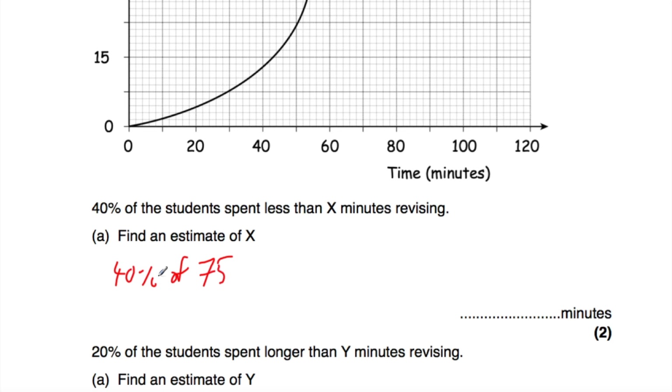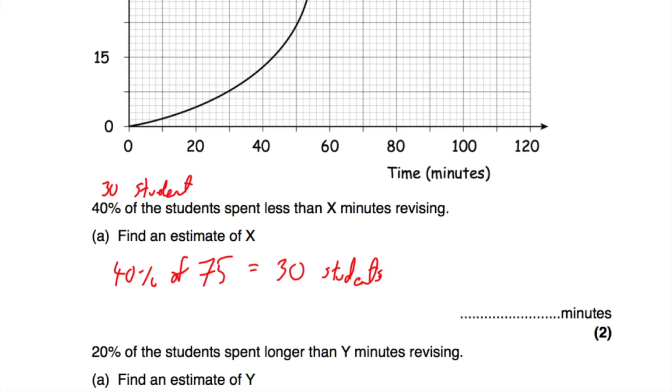Now this is a calculator question. You could take the 75, divide by 100, and then times by 40, and you'll get that's equal to 30. Or you could find what 10% is, which is 7.5, and then times it by 4 and get 30. So because we're told that 40% of the students spent less than X minutes revising, we now know that's equal to 30 students. So we could rewrite this as: 30 students spent less than X minutes revising. Find an estimate of X.